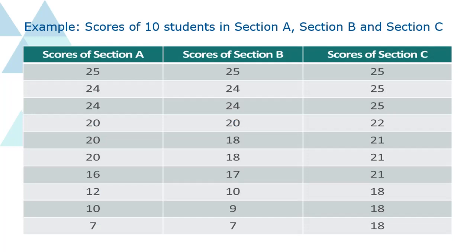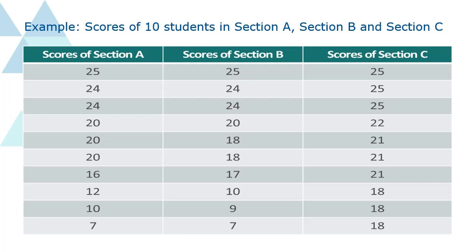Now let us see the calculation of mode, before which we will see what mode is denoted as. As we know, under median it is denoted as ME, and under arithmetic mean it is denoted as X bar. So now let us see what mode is denoted as. Mode is denoted as the capital letter Z.